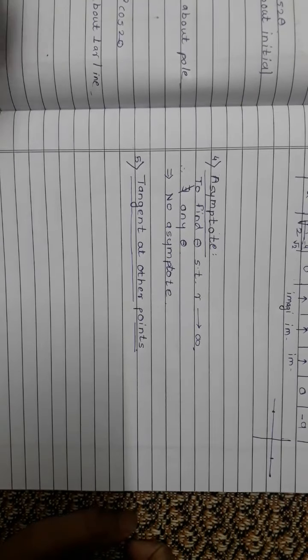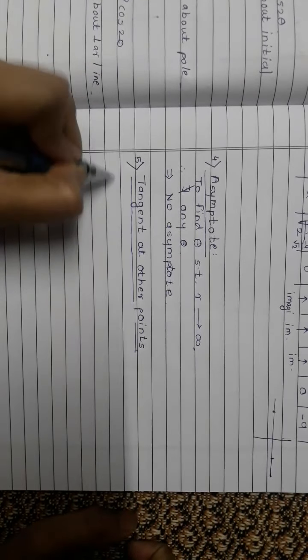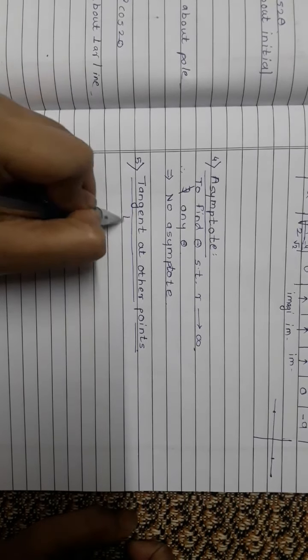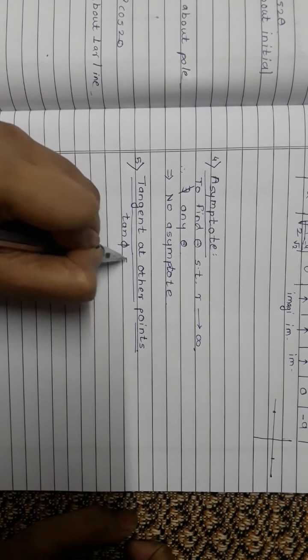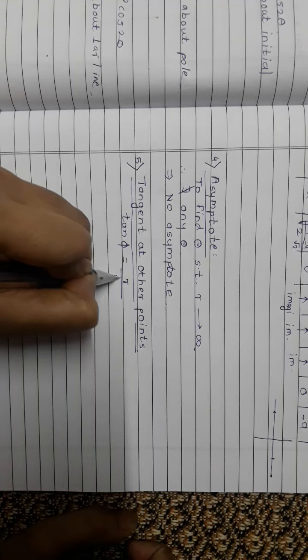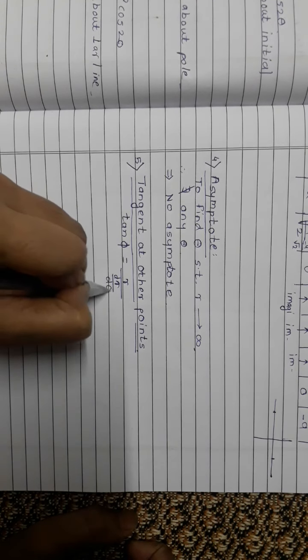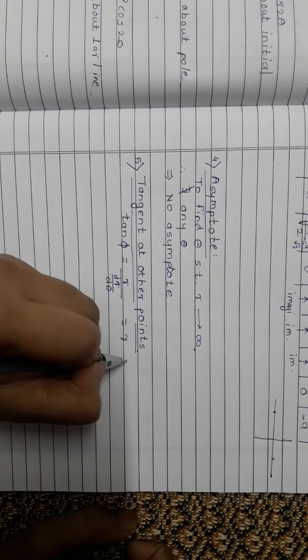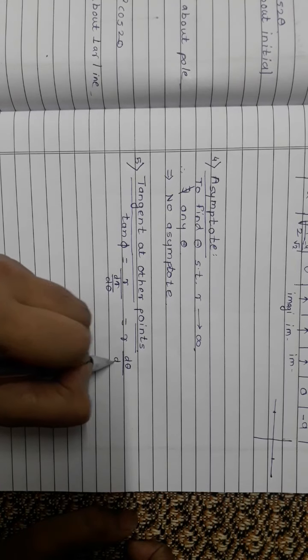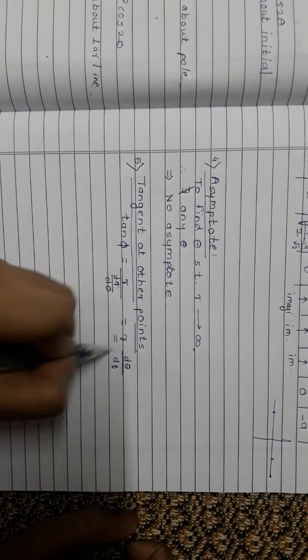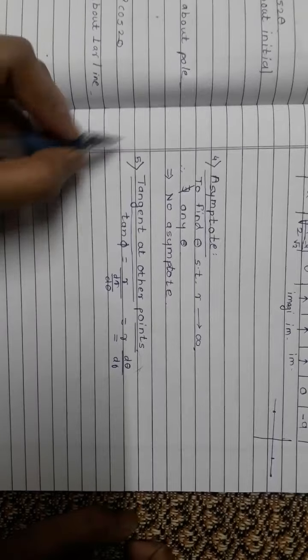Right? Let's start with this one. So for that, what is the formula? Tan phi is equal to r d theta by dr. For now I'll keep r as it is. I'll just figure out what d theta by dr is, right?